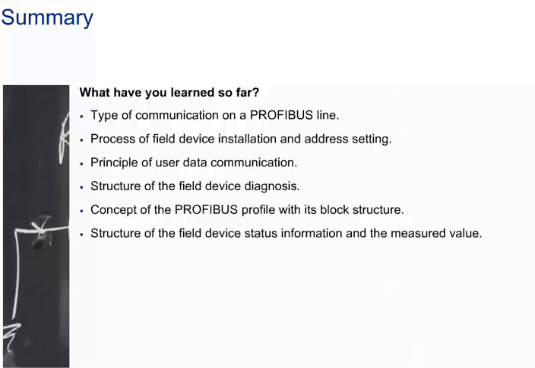The structure of the field device status information and the measuring value, which helps to permanently transmit important information from the field device. The main factors influencing the cycle time, which allow for optimum device distribution in the planning phase.